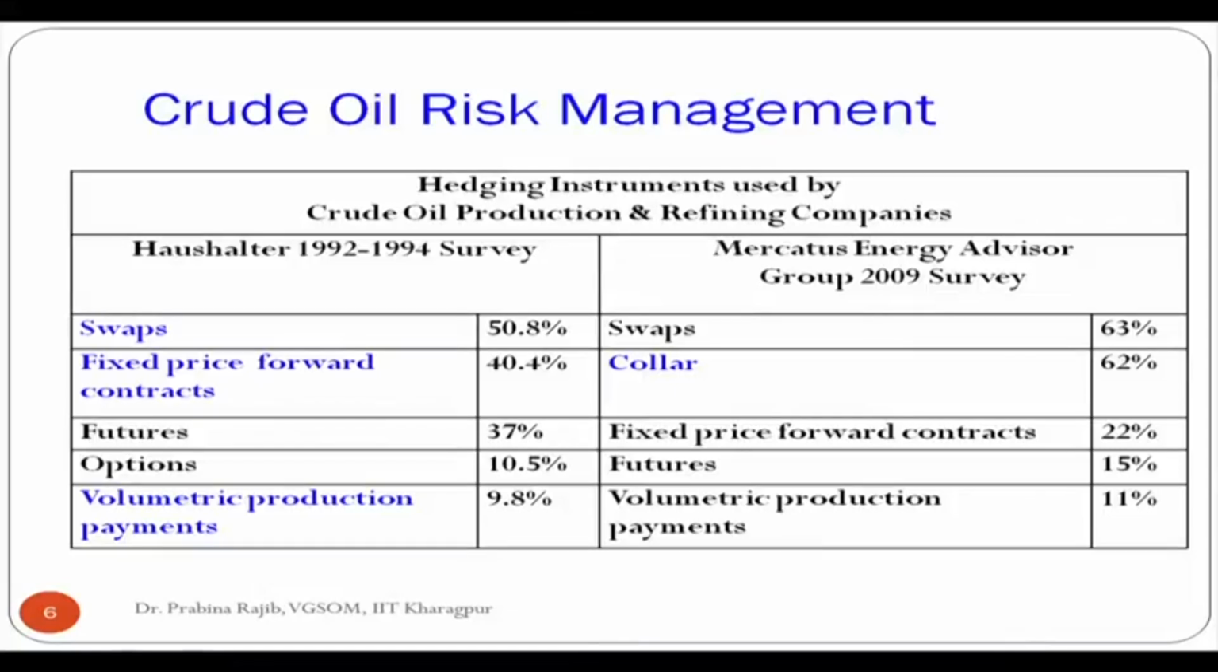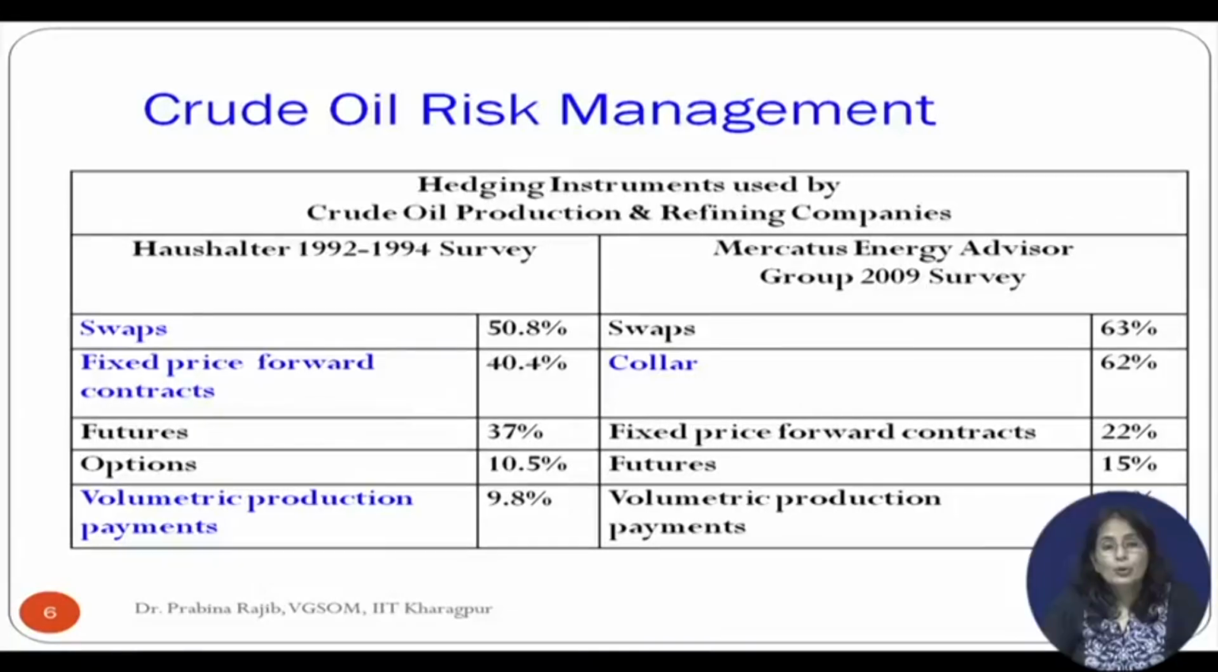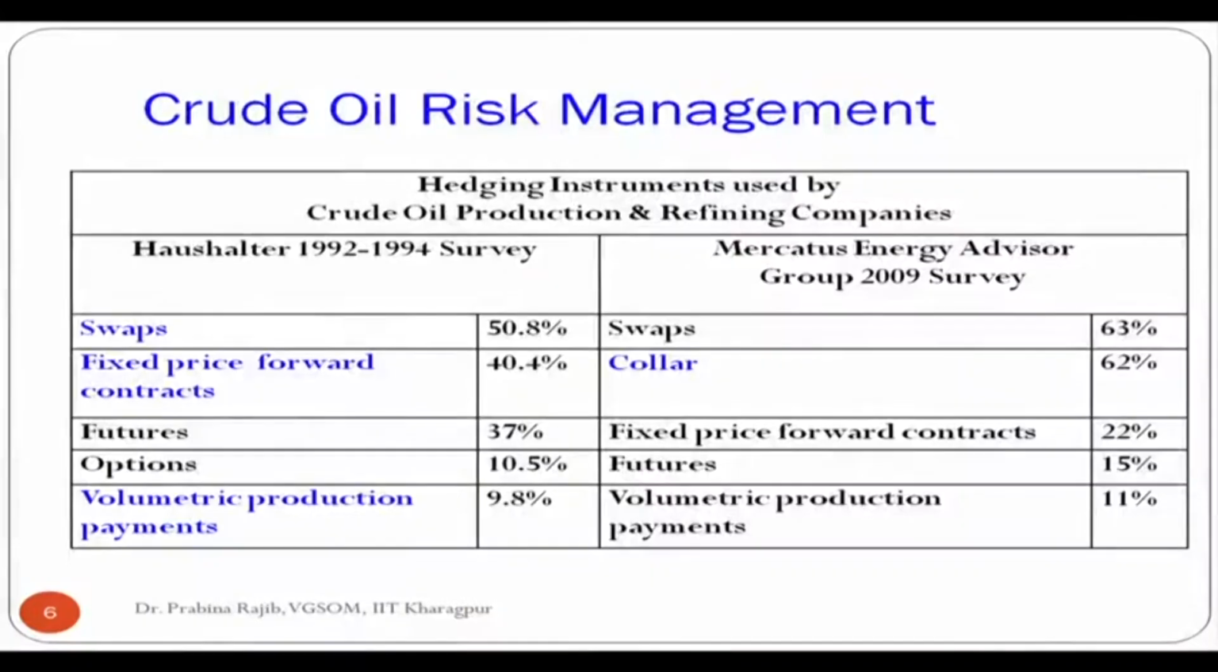It's a little old survey, nevertheless, both these surveys indicate how many companies are using what kind of instrument to mitigate the price risk. So if you can see, both these surveys indicate that commodity swap contracts have been used by most of them, followed by fixed price forward contracts. You have collars, you have futures, options, and volumetric production payments.